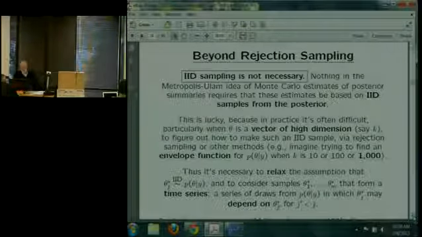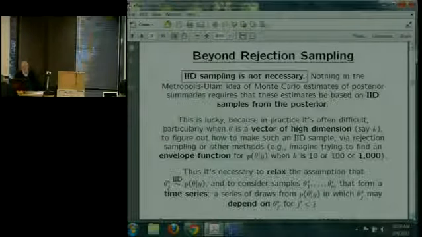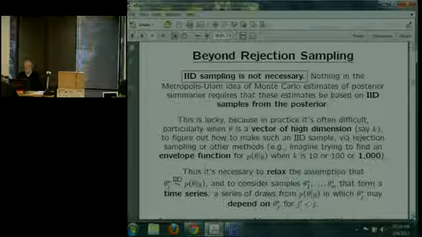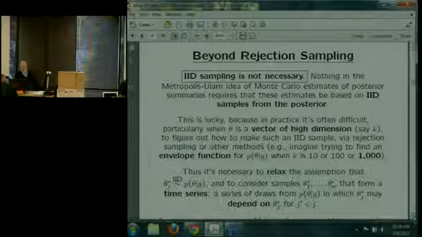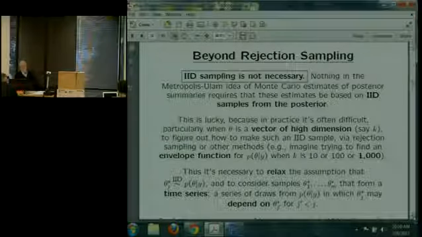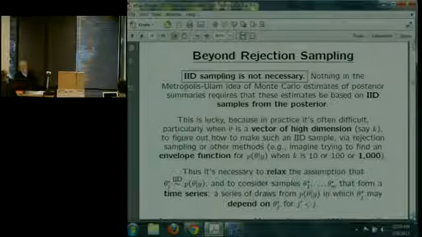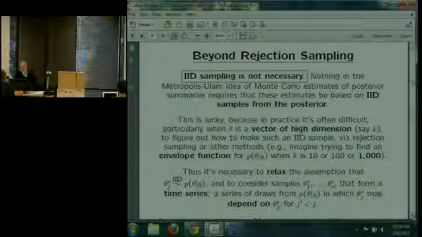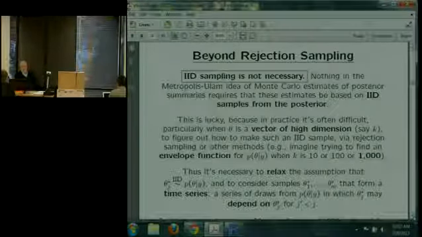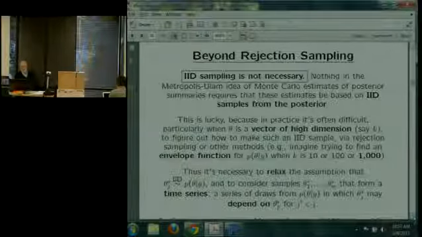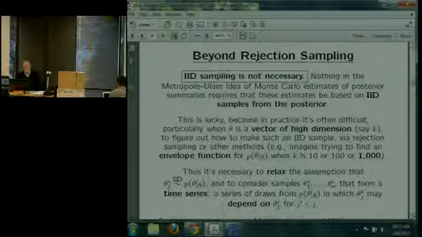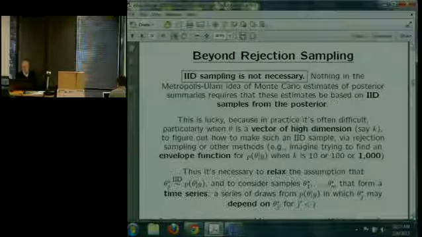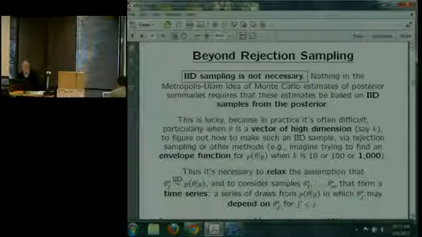So, like it says here on this page, nothing in the Metropolis-Ulam idea of Monte Carlo estimates of posterior summaries requires that these estimates be based on IID samples from the posterior. The second ID part of IID is necessary, at least for simple implementations of this sort of idea. But the first I, it turns out, is not necessary. And this is lucky, because in practice, it's often difficult, particularly when theta is a vector of high dimensions, to be able to find that envelope function that Mr. von Neumann tells us we have to have.